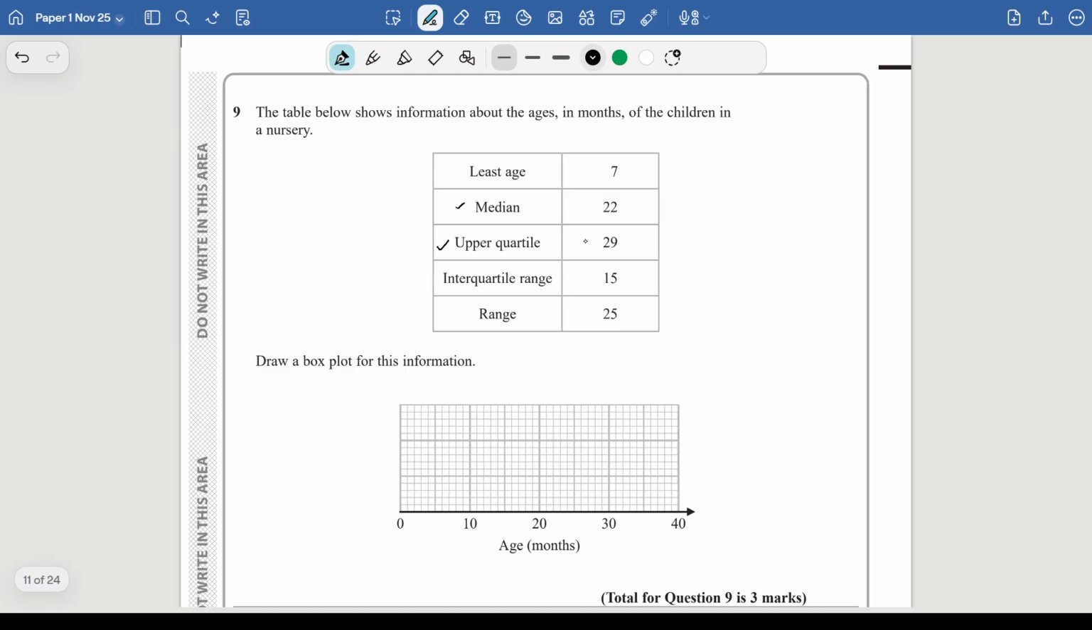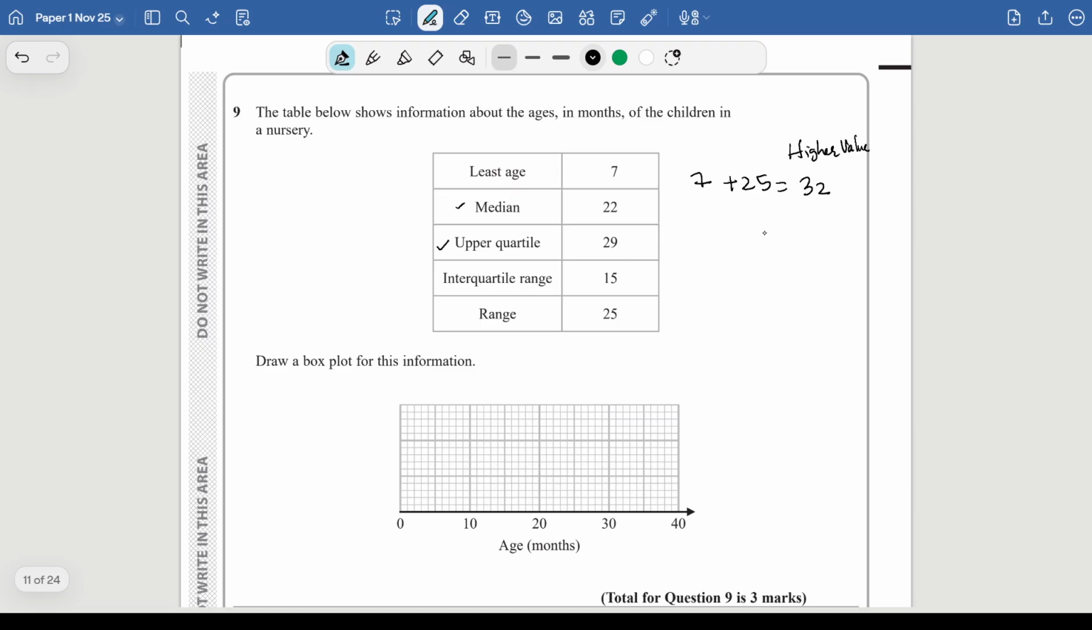Using the interquartile range, you can find the lower quartile. And also we have the range and the least value. From this, you can find the highest value also. Starting with the highest value, the least value is 7 and the range is 25. So when you add this, you get the highest value. The highest value will be 7 plus 25, so 32 is the highest value.